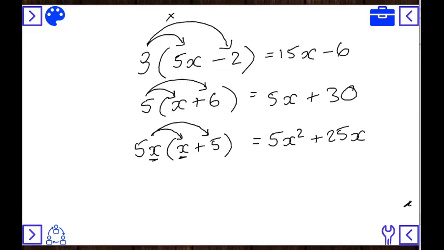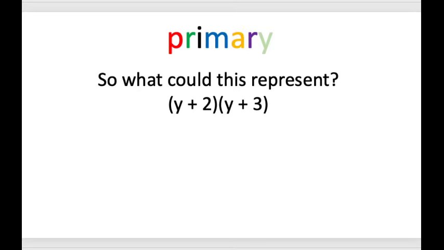We linked the learning from yesterday to a simple question, which was 3 times 42. But what if we had an algebraic product that looked like this? Would we represent this?